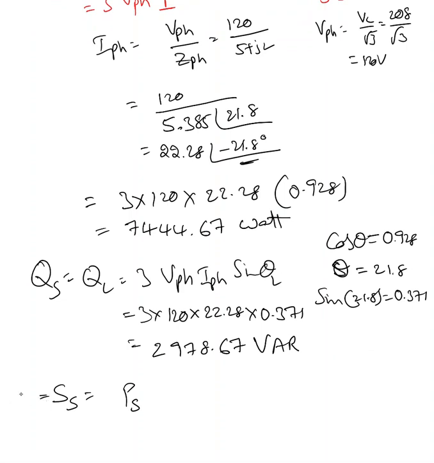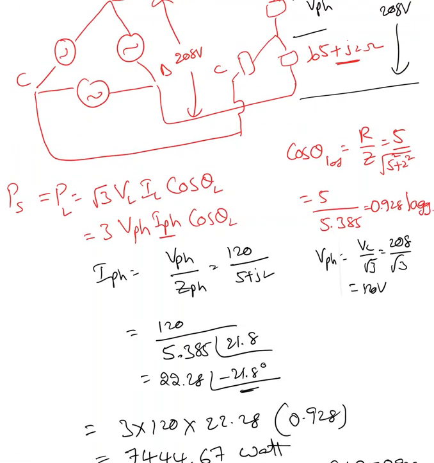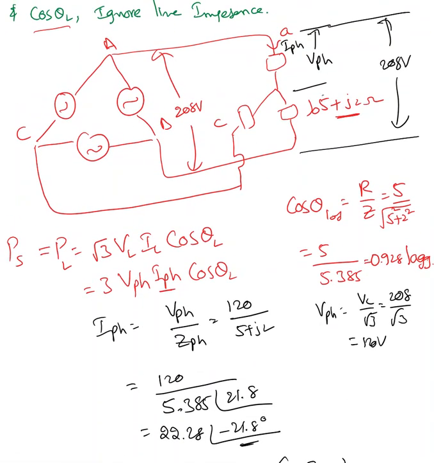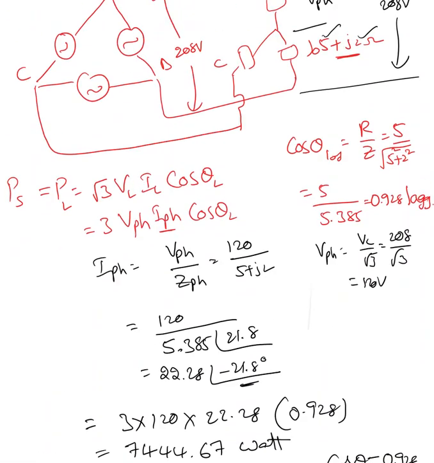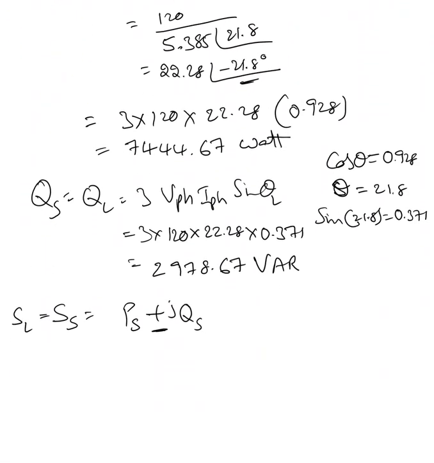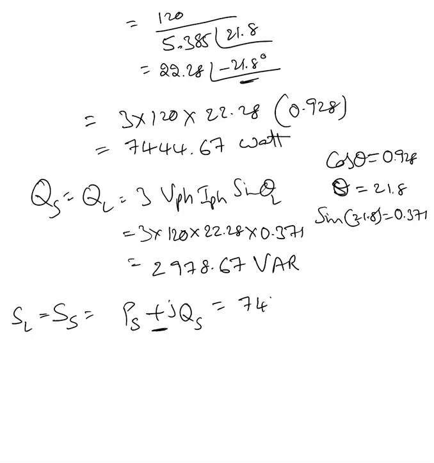PS plus J QS, which is also equal to the complex power consumed in the load. Here I'm using plus J because I have an inductive load. So the resistor takes P, the inductive load takes Q. If I have a capacitive load, it would be minus. So 7444.67 plus J 2978.67 volt ampere. That's the complex power.